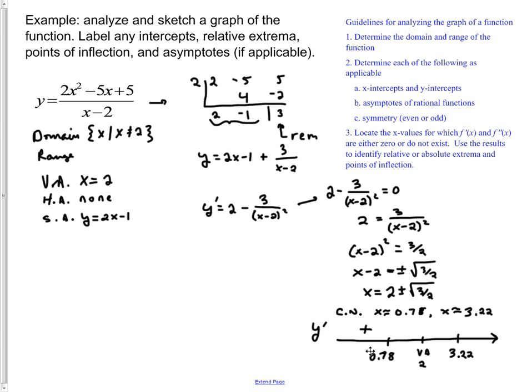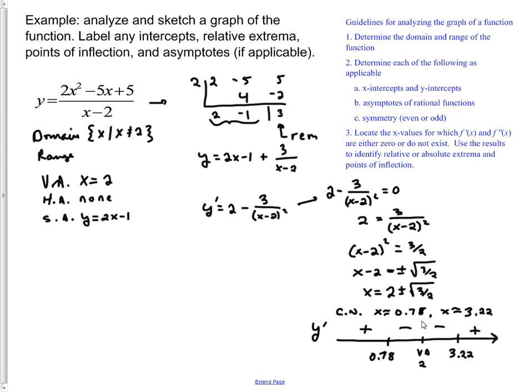A number that is to the right of 7.8 and less than 2 would be positive 1. Let's check out what happens if we go to 1. That's 2 minus 3 over 1 minus 2 squared. That's a negative number. Okay. We could try a number between 2 and 3.22. We could try 3, as a matter of fact, and we're going to find that's also negative. And then a number to the right of that gives us positive.